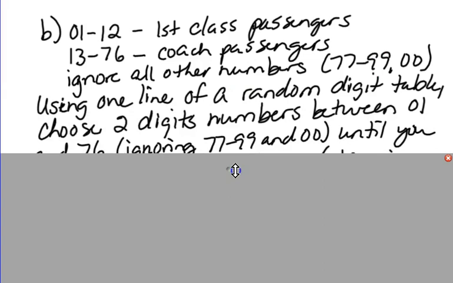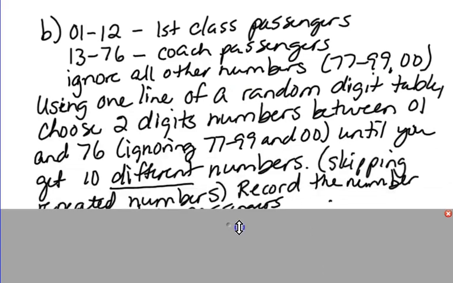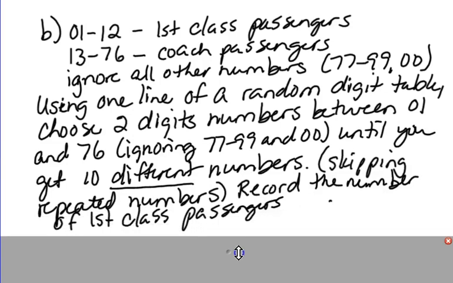Using one line of a random digit table, choose 2-digit numbers between 01 and 76, ignoring 77 through 99 and 00 until you get 10 different numbers, skipping repeated numbers. Record the number of first class passengers.